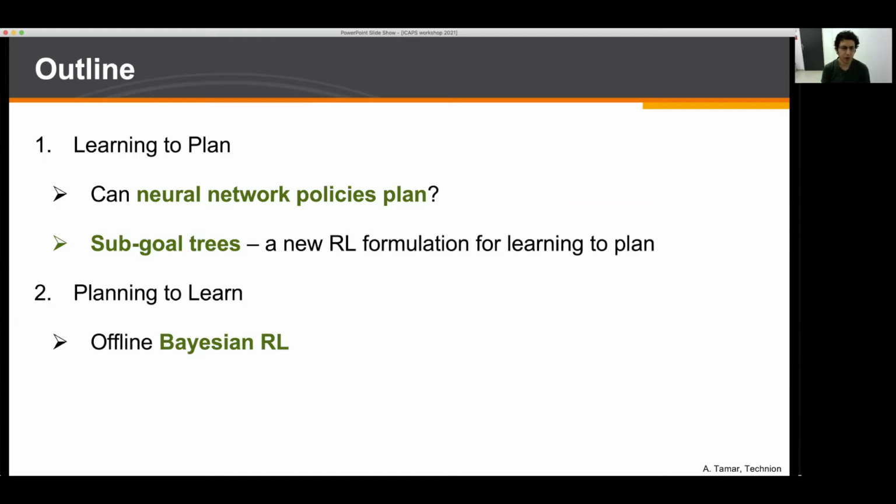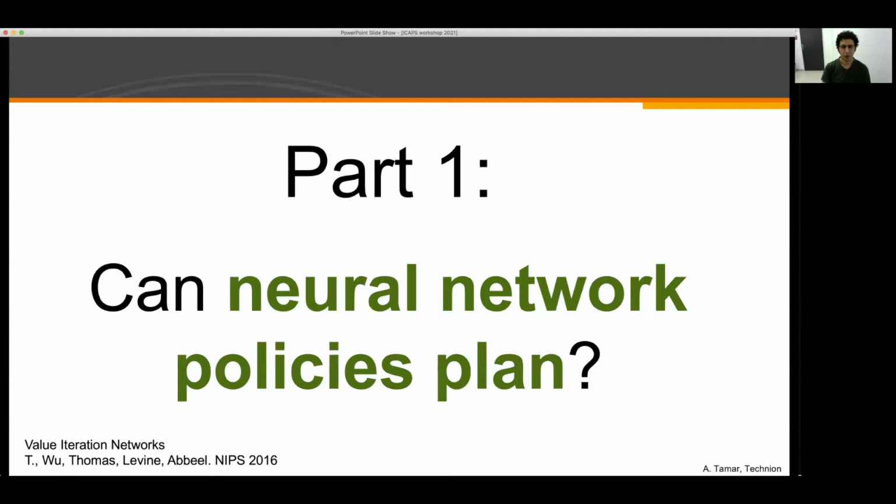In the second part, we're going to do the opposite. We're going to ask how can we plan to learn as quickly as possible in a new task through Bayesian reinforcement learning. Let me start with the first part. Can neural network policies plan?